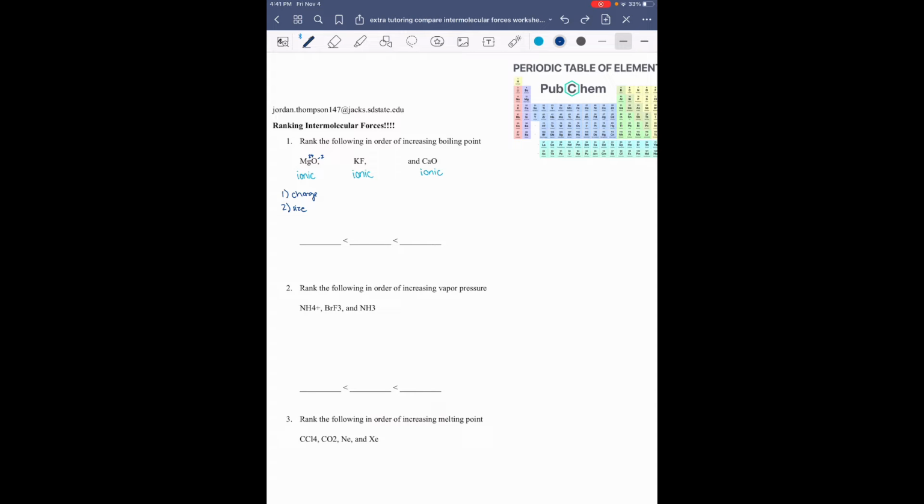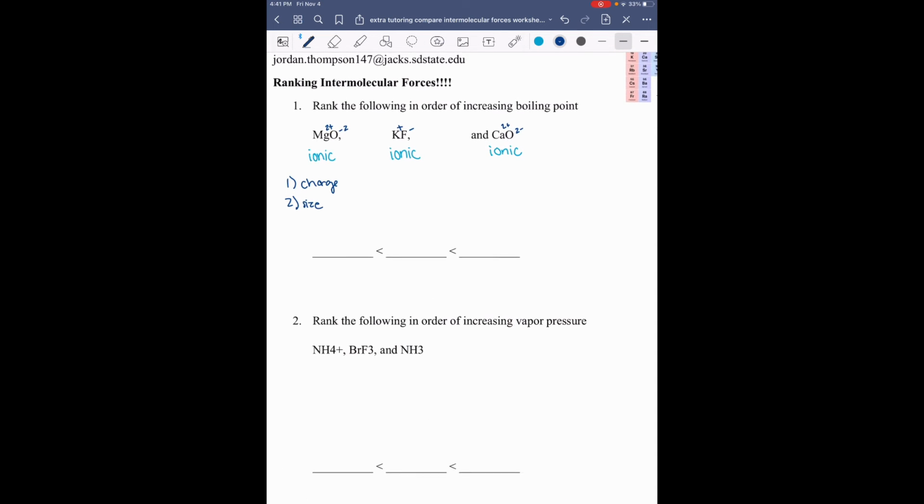And then K is +1, F is -1, Ca is 2+, O is 2-. So I got my charges, and we know that the stronger the charge, the stronger the intermolecular forces.